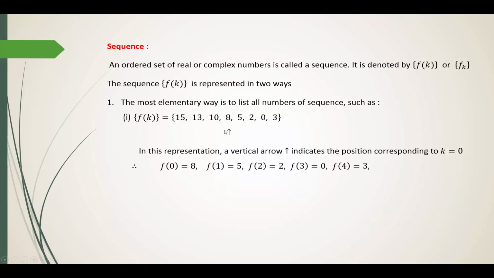Therefore, f(0) is 8, f(1) is 5, f(2) is 2, f(3) is 0, f(4) is 3, f(-1) is 10, f(-2) is 13 and f(-3) is 15. The function is represented in this way, where the arrow indicates the value of the function at k equal to 0.